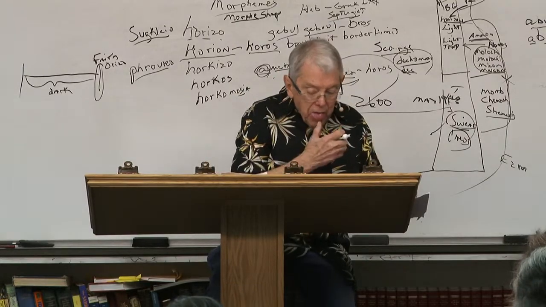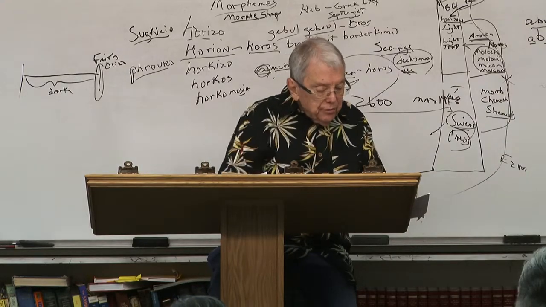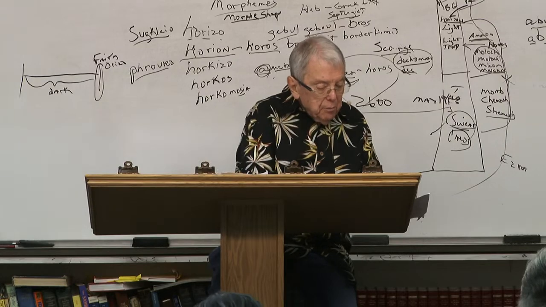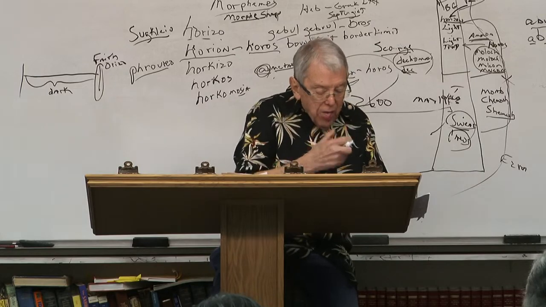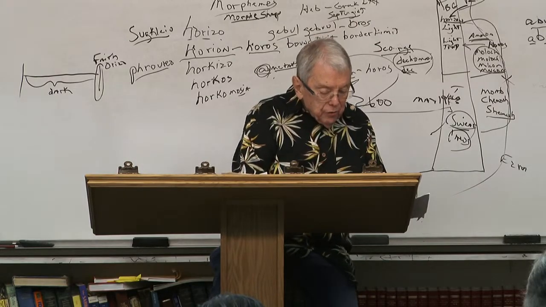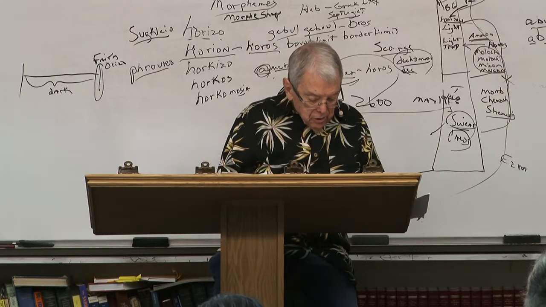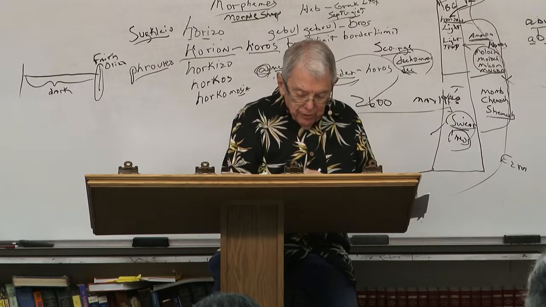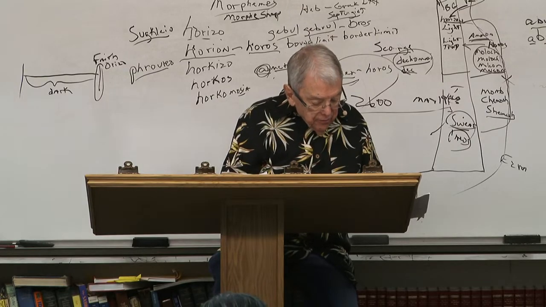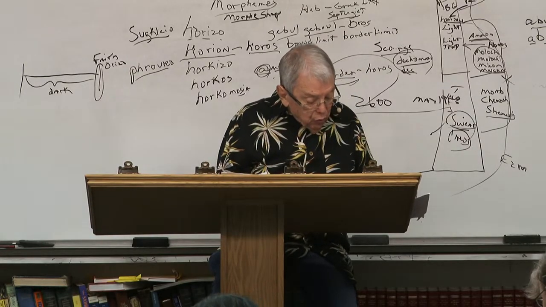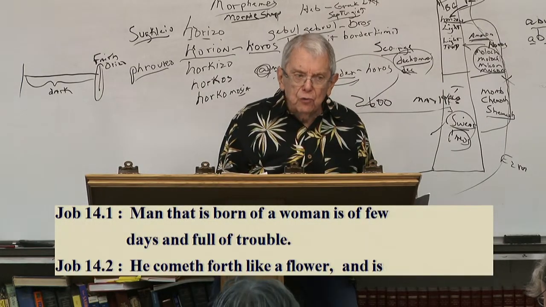Job 14, verse 1. This is about the sovereign will of God, that you cannot bring yourself into light. You cannot change your life. There's a boundary on your life. There's a horos. I just flipped over here to 4. All right. Verse 1: Man that is born of woman is of few days and full of trouble. Boy, is that true? Yes, it is.